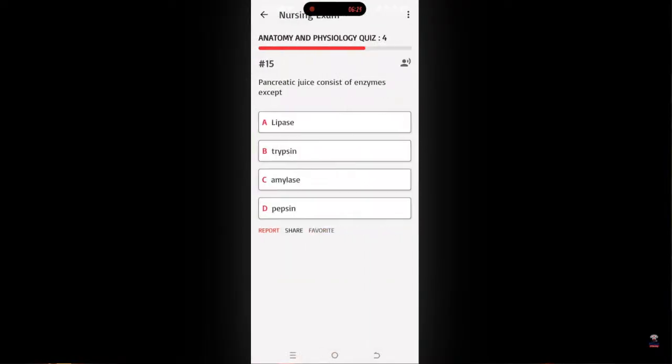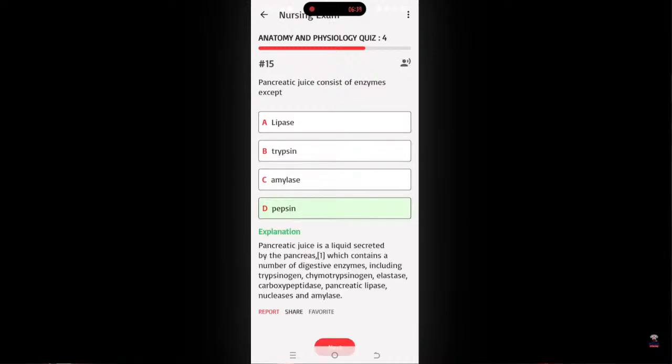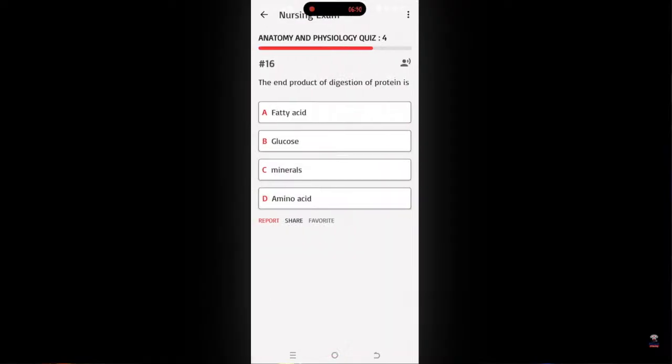Pancreatic juice consists of enzymes except A. Lipase. B. Trypsin. C. Amylase. D. Pepsin. Correct answer. Pancreatic juice is a liquid secreted by the pancreas, which contains a number of digestive enzymes, including trypsinogen, chymotrypsinogen, elastase, carboxypeptidase.